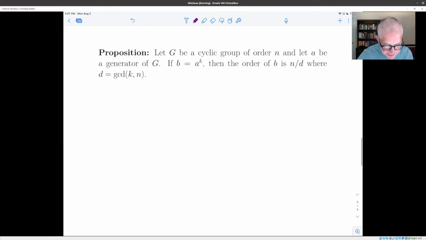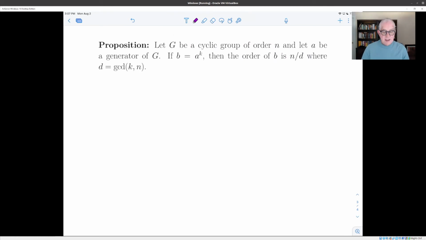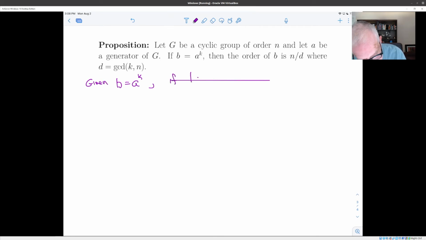Now, let's prove something a little bit even stronger than that. Let's suppose that we have a cyclic group of order n and we have a generator of it, A. And let's suppose that we take a power, B equals A to the K. And we can ask, if the order of A is n, what is the order of A to the K? And this is an interesting question.